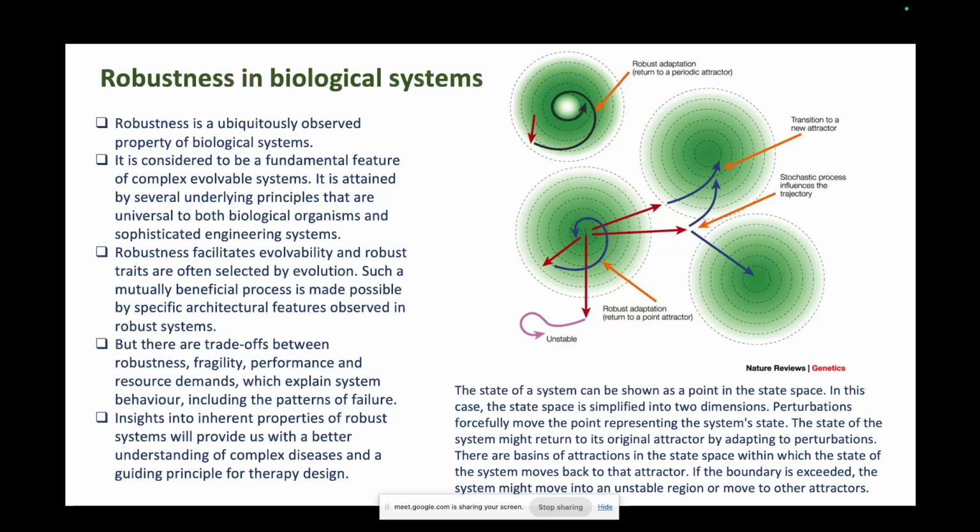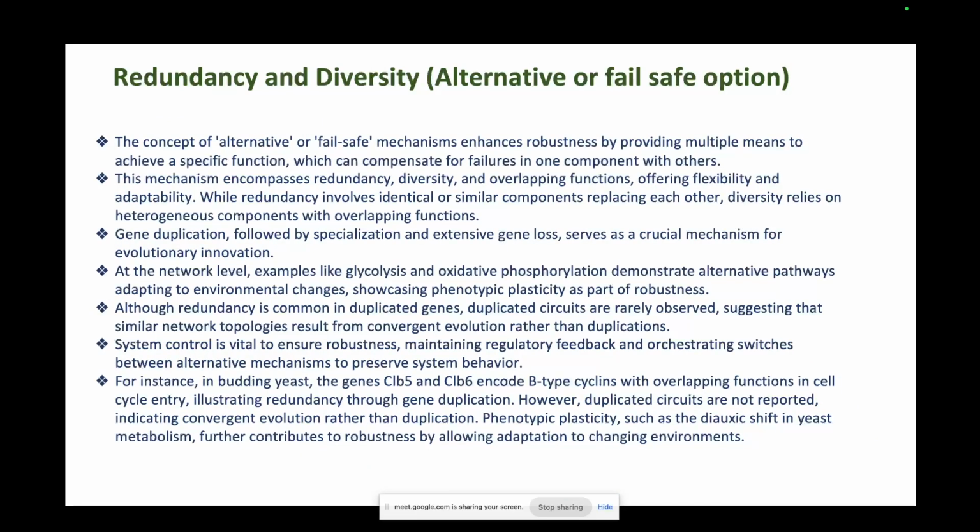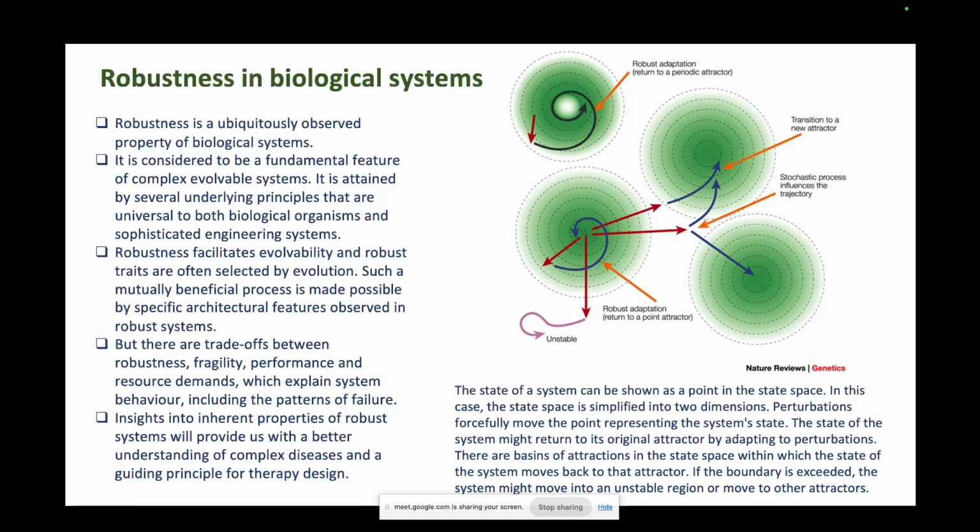As I was saying, if you move it here, it goes back to its original attractor. But if you move it further, it becomes unstable and moves away. If you move it here, it goes to another steady state. If you move it here, it goes to another steady state. That is all. So if it is within the boundary, it will move back to the original state. If it is out of the boundary, then it will be unstable.